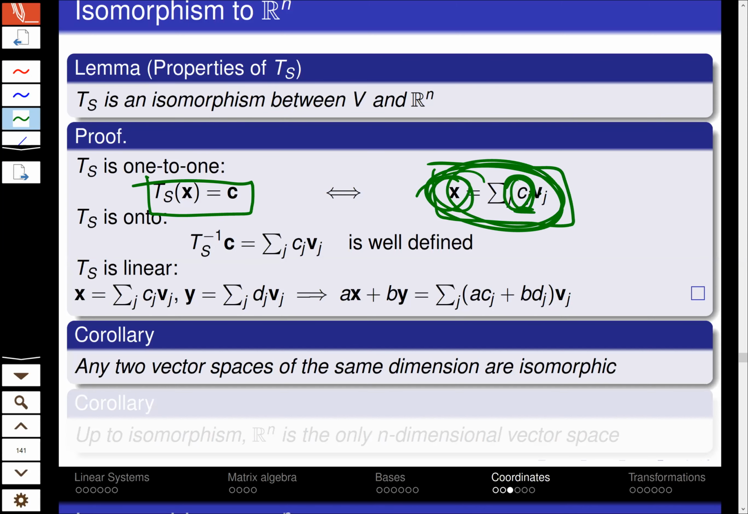Oh, sorry, no, it's vice versa. It's onto because given any set of coordinates, we demonstrate, we give x with these coordinates. It's precisely this formula which works both ways. You take any c's, and here is the x with these coordinates. Therefore, for that particular c, that x produces this coordinate vector.